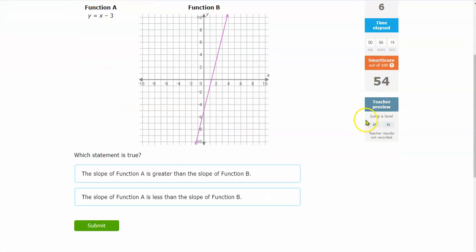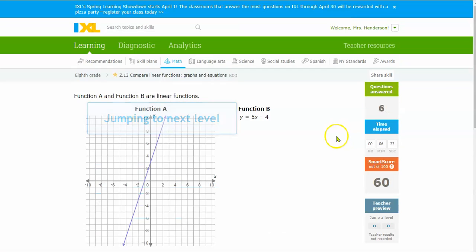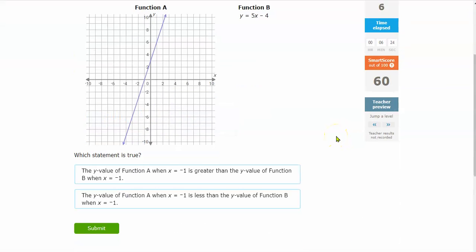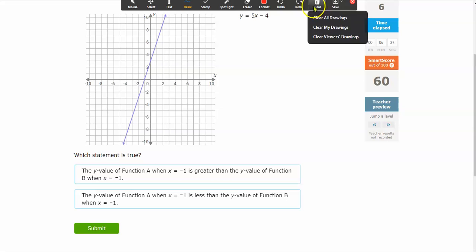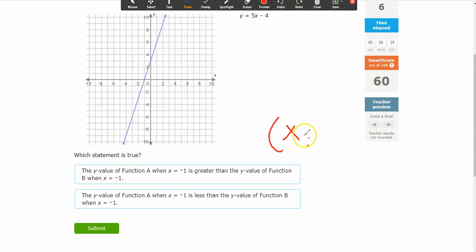All right, I'm going to jump ahead here to the next level and see if I can get to this more challenging question. Now, this one is a little confusing because it talks about points, right? X and Y points, or X and Y values. So if I tell you the Y value of function A when X is negative 1, that means I have a point that has an X that's negative 1. But I don't know the Y value. I want to find out if it's greater than or less than the Y value of function B.